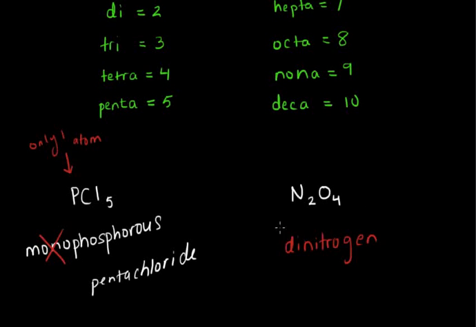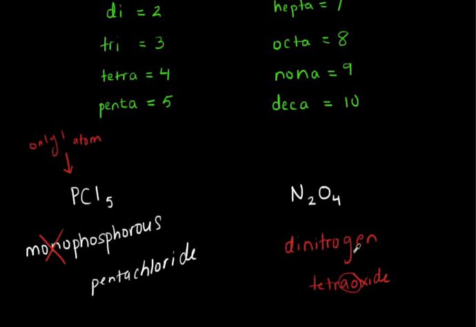Prefix for 4 is tetra, tetraoxide. And this is really nitpicky, but it's the way chemists have chosen to do it. Whenever you see two vowels, that's kind of a mouthful. Dinitrogen tetraoxide, it's kind of awkward to say.